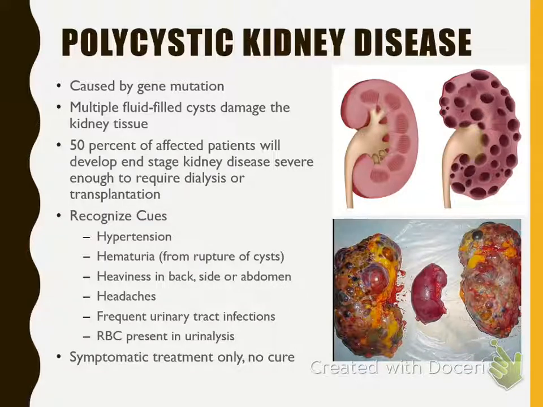Okay. So a polycystic kidney patient, hypertension treatment. And just let them know, hey, this thing's probably not going to get better. There's no cure for this. It will probably progress to renal failure. That's a lot of patient teaching and talking. And then if they have kids, it's genetic.